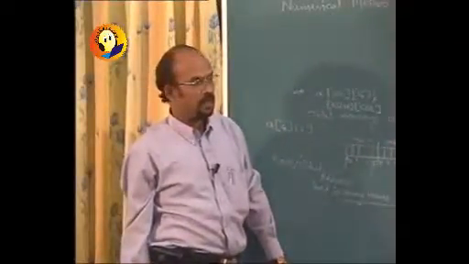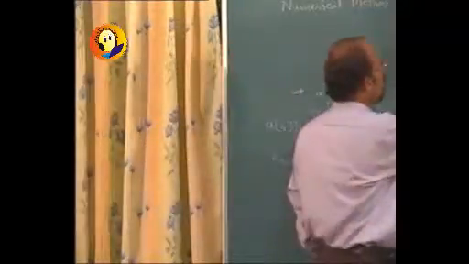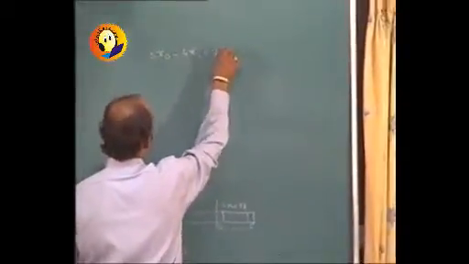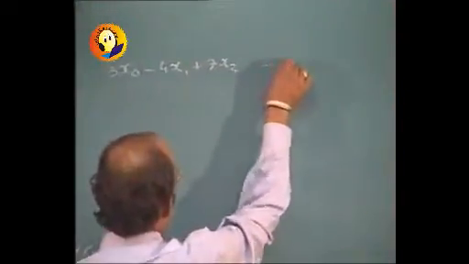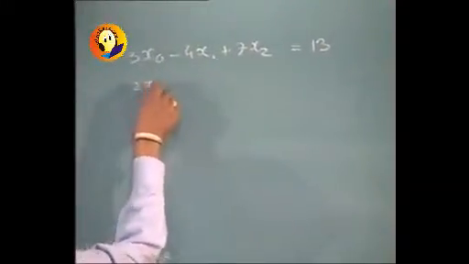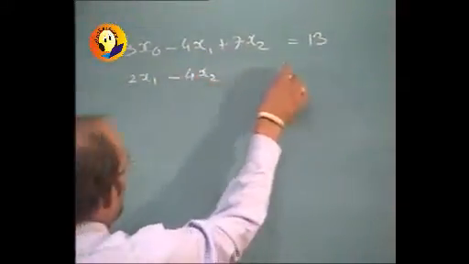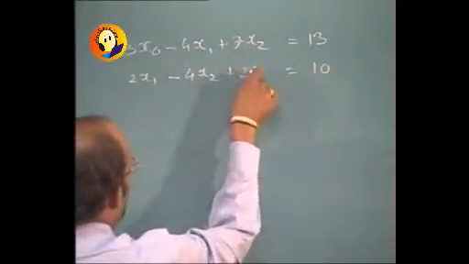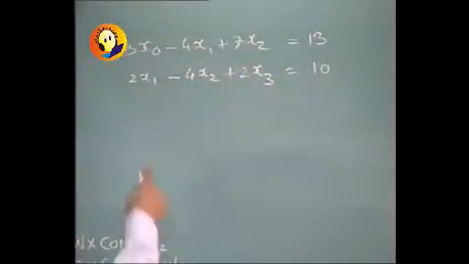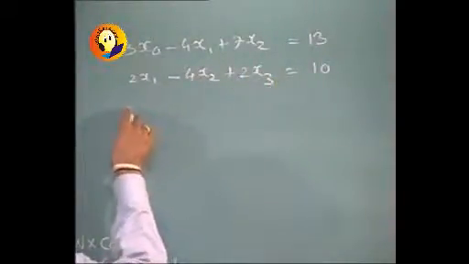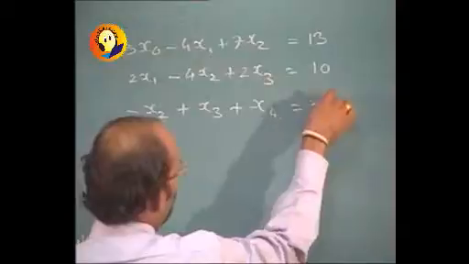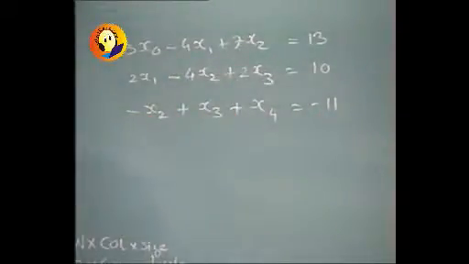Like there could be 10 equations in 10 unknowns, but the equations may look like 3x0 minus 4x1 plus 7x2 equal to 13. Then the next equation could be 2x1 minus 4x2 equal to 10. Next equation plus say 2x3 equal to 10. Next equation could be minus x2 plus x3 plus x4 equal to minus 11, and like that. Of course, there will be n unknowns, n equations.